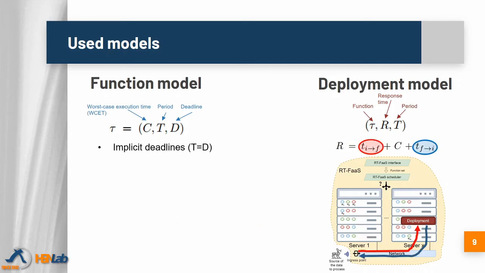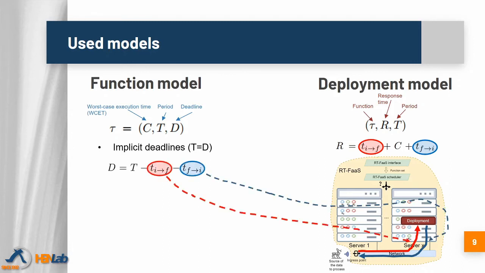And finally, what is the deadline of a function? In our paper, we assume implicit deadlines, which means that in a single server scenario, the deadline equals the function period. However, again, we have a server cluster here, so we must calculate it with the transmission times. So they must have enough time to be transmitted.